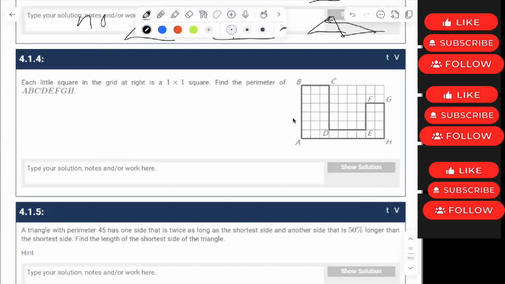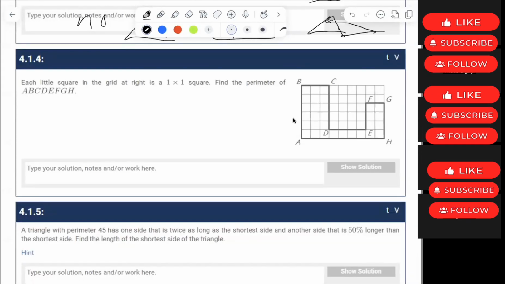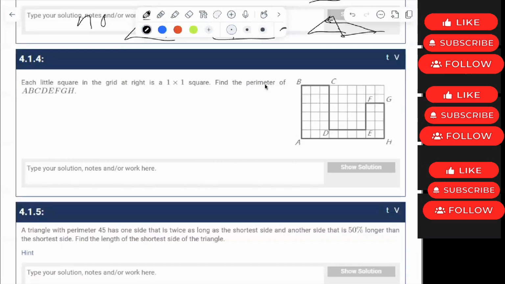All right, now let's move on to 4.1.4. This is a bit more tricky. I'll just have a try on this question and tell Mr. Chat.